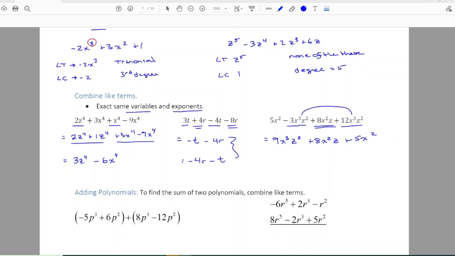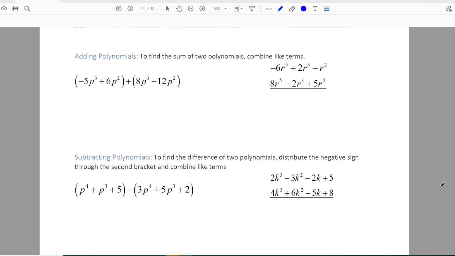All right, now that we know how to combine like terms, you can add and subtract polynomials, because that's all we're doing here. So when you look at this expression, we're taking negative 5p cubed plus 6p squared, and we're adding to it 8p cubes and minus 12p squareds. So because it's adding, nothing's going to happen with the signs. So I could say I have negative 5p cubes, and I'm adding 8p cubes. I have 6p squareds, and I'm taking away 12p squareds. That's going to leave me with 3p cubes and minus 6p squareds.